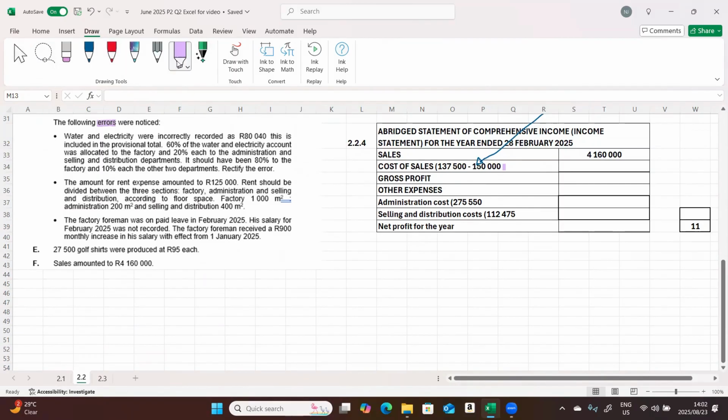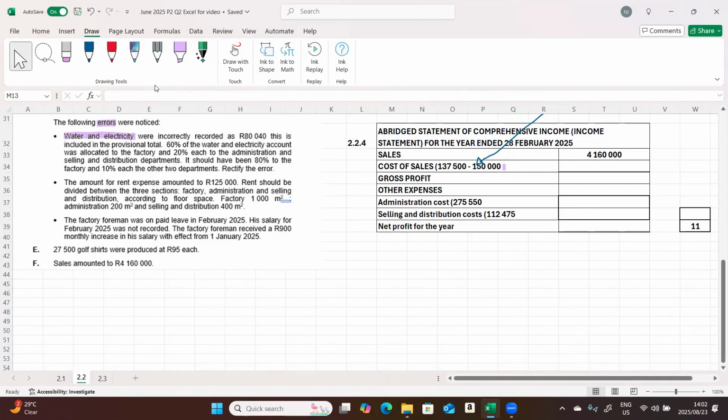Focus time. Water and electricity. Guys, we know that the whole business uses water and electricity, right? So we have to apportion the water and electricity to selling and distribution, to administration, and then to our factory. So let's read what they say. Water and electricity were incorrectly recorded as 80,040 Rand. This is included in the provisional total.